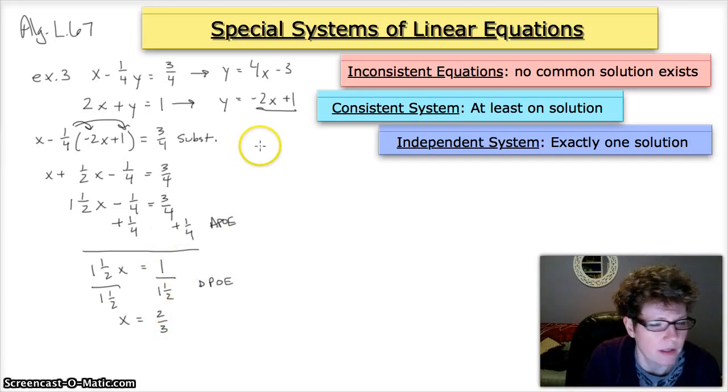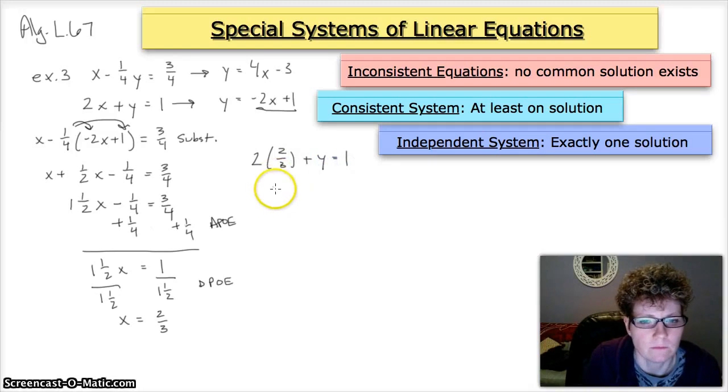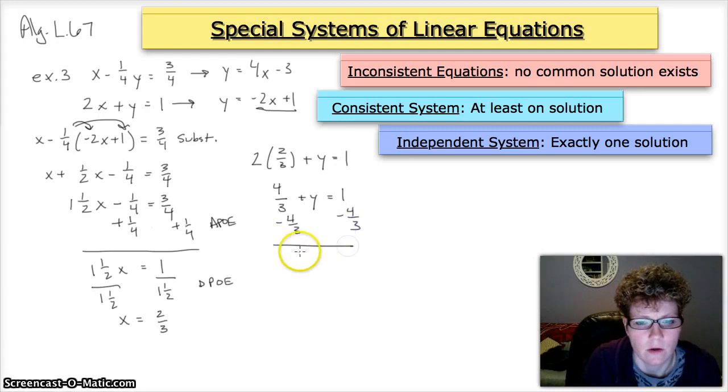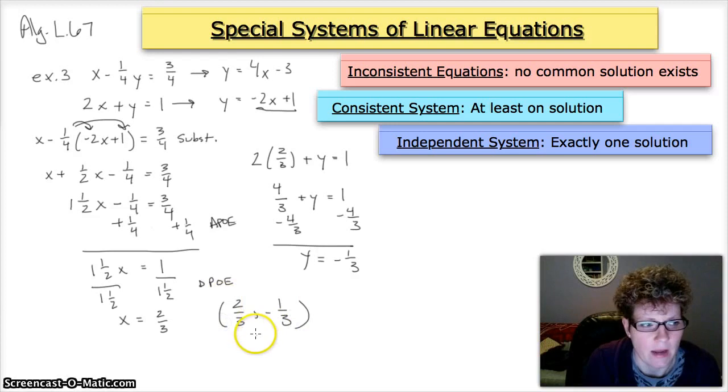Okay, so now let's keep going on this. We're going to now substitute x, which is 2/3, into the second equation. So 2 times 2/3 plus y equals 1. So I have 4/3. 2 times 2 is 4, 4/3, plus y equals 1. And then I'm going to subtract 4/3. Okay, and then I got y equals negative 1/3. So my solution is 2/3 and negative 1/3 for x and y.